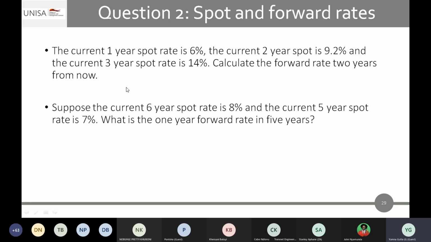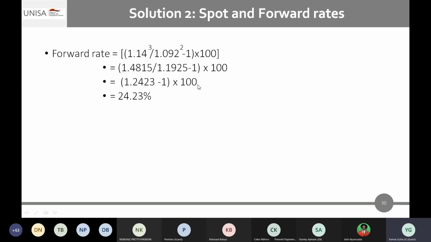Right, so here we've got two forward rate questions, which I'm going to walk you through, and then we're going to try and calculate, right? So the current 1 year spot rate is 6%, right? The current 2 year spot rate is 9.2%, and the current 3 year spot rate is 14%, right?